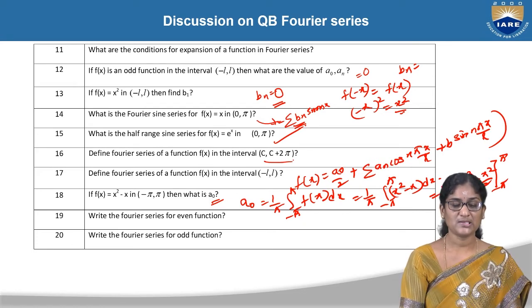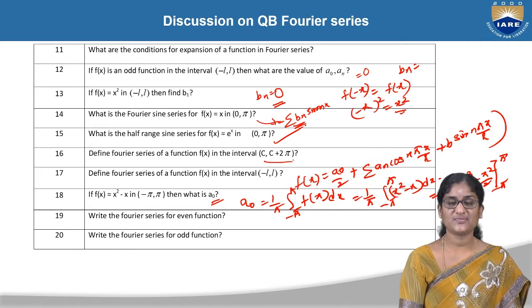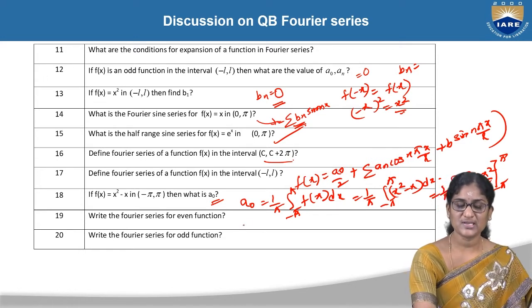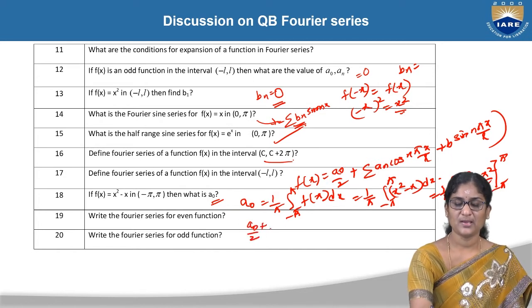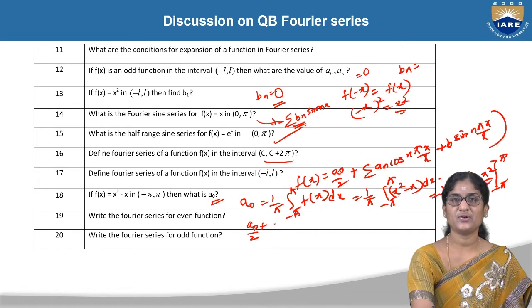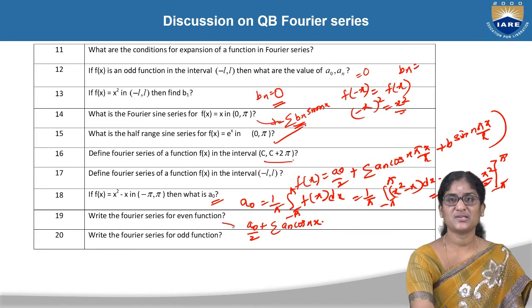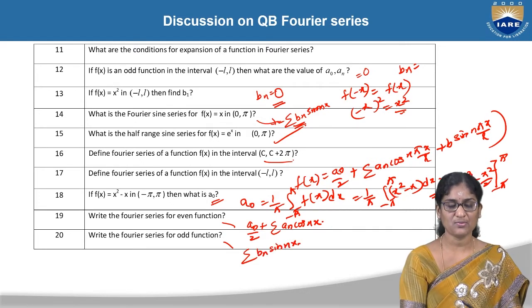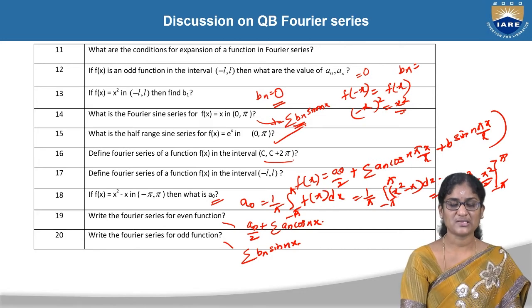Now, going to the 19th question: write the Fourier series for the even functions. The Fourier series for an even function is based on only two terms, that is a naught and an value. So, that is a naught by 2 plus summation an cos nx. And this is for the Fourier series of an even function, and for an odd function it is based on bn sin nx. So these are the part A questions of Fourier series expansions.